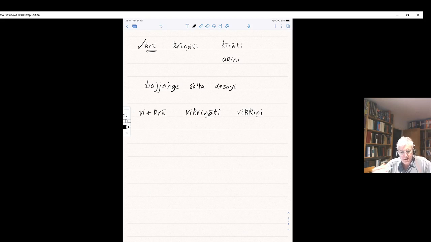So, tuam bandani vikini, you sell goods. Tuam bandani vikinasi, you sold goods. Tuam bandani vikini. You offered the flowers. Tuam pupani pujesi. This is from the noun puja, generally meaning a religious ceremony. Offering is often sometimes translated as worship.